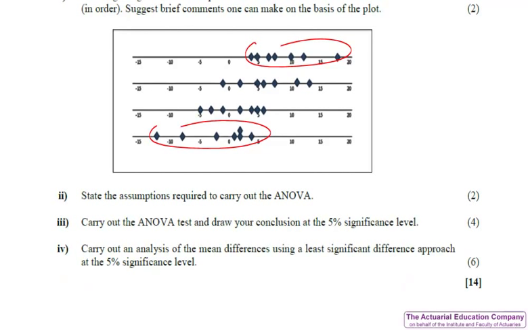The last part asks us to carry out an analysis of the mean differences using the least significant difference approach. This will require arranging the sample means in order, and then carrying out a two-sample t-test on each pair. What you'll discover is the first two have no significant difference, and so we underline them on the diagram. B and C have no significant difference, and C and D have no significant difference. However, all other combinations do, and so you'll have the following diagram.